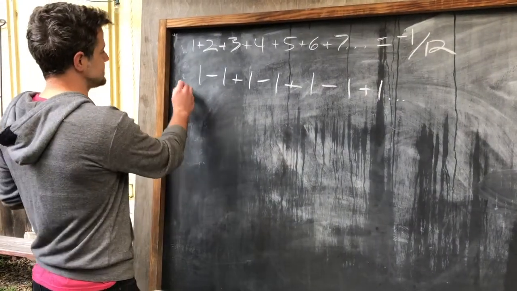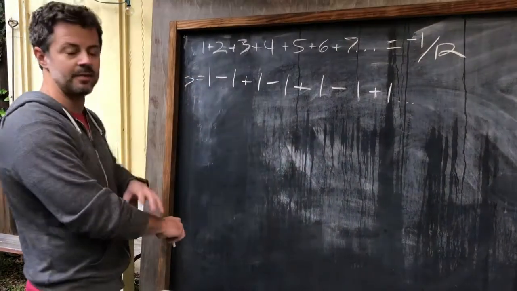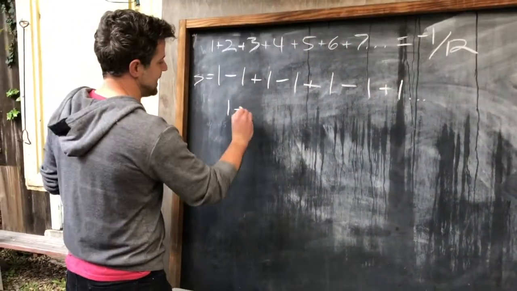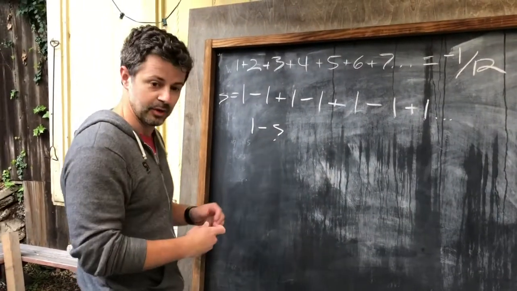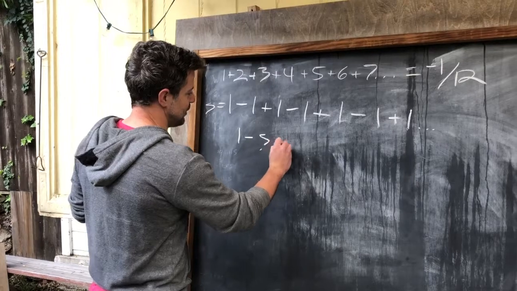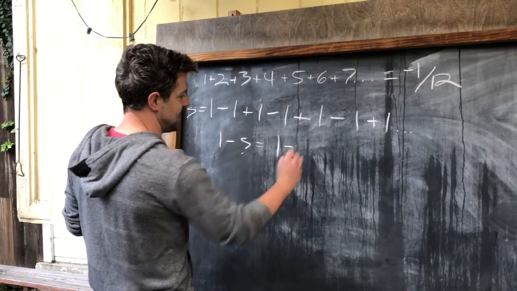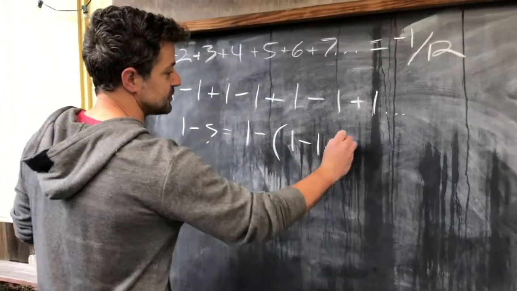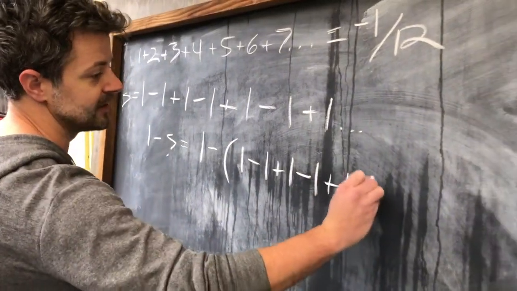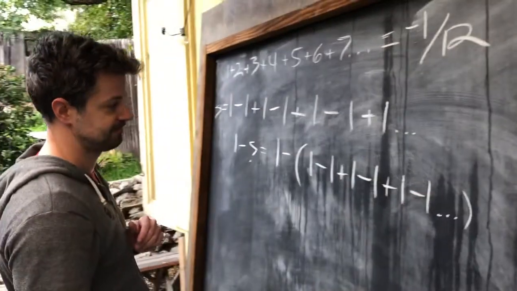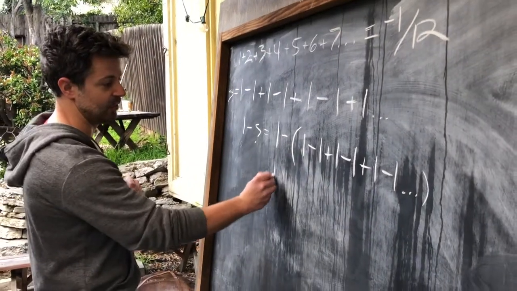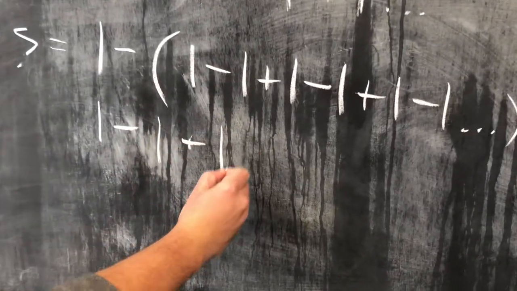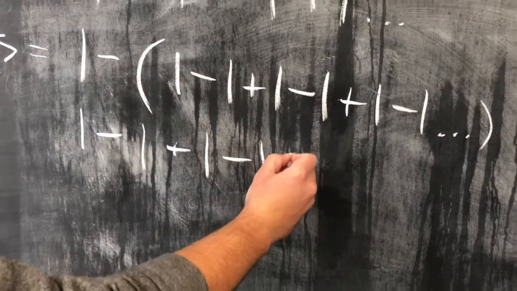So let's say we call this S. This whole thing, 1 minus 1 plus 1 minus 1 plus 1 minus 1, etc., right? So let's say we have 1 minus S. Ooh, broke the jar. So that's going to be 1 minus, I'm going to put this in parentheses, 1 minus 1 plus 1 minus 1 plus 1 minus 1, etc., right? Let's go through and distribute this negative. So we have 1 minus 1. Minus a minus is a plus, plus 1. Minus and a plus is minus.